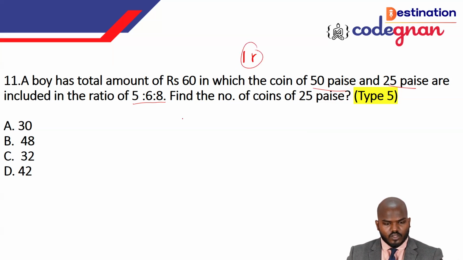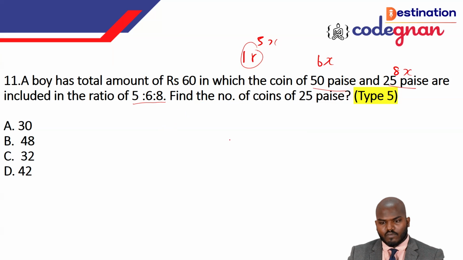So you see this one, guys. 50 paise is for the 6 ratio, and 25 paise is for the 8 ratio here. Going to the 1 rupee, it is for the 5 ratio here. You can take this and solve it very clearly.